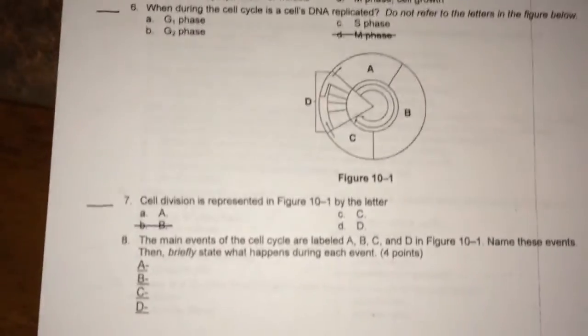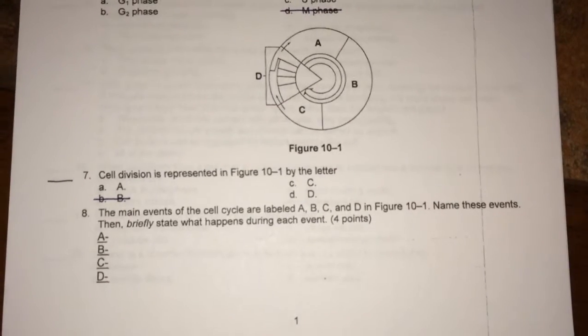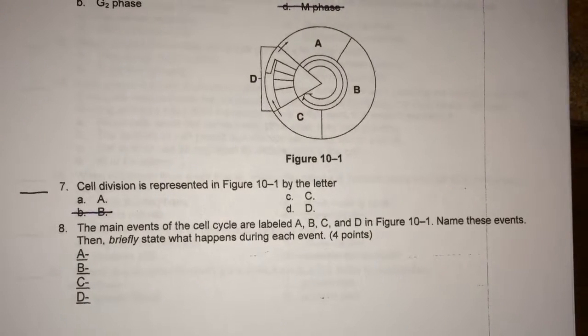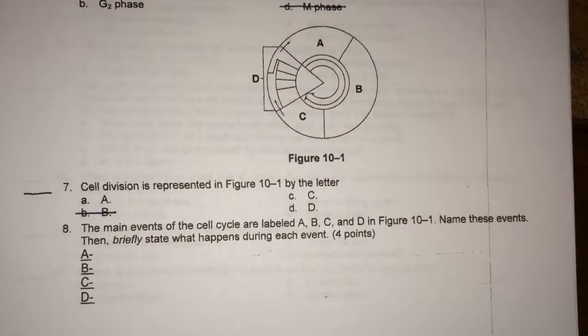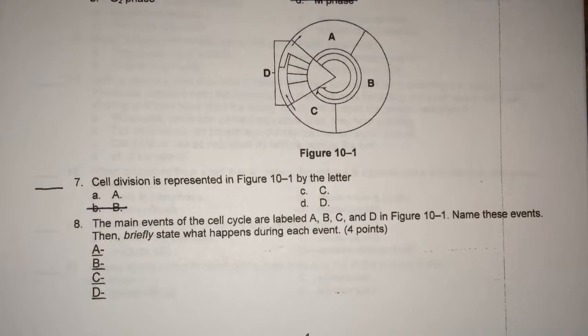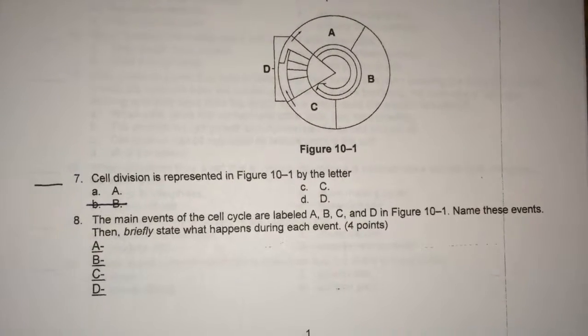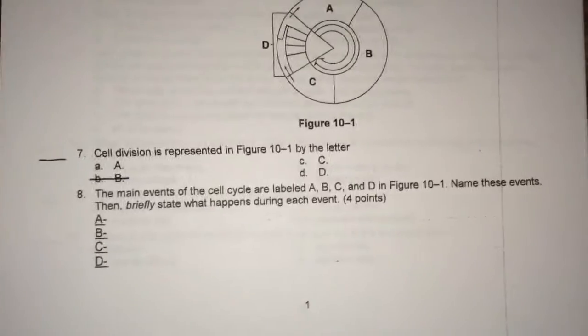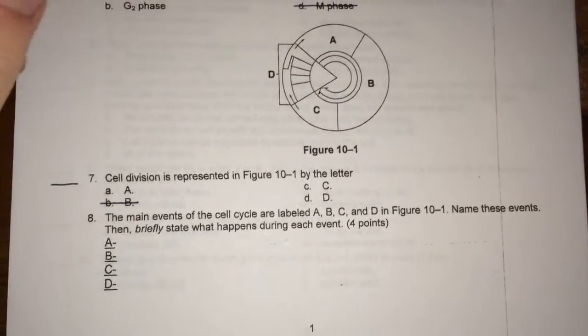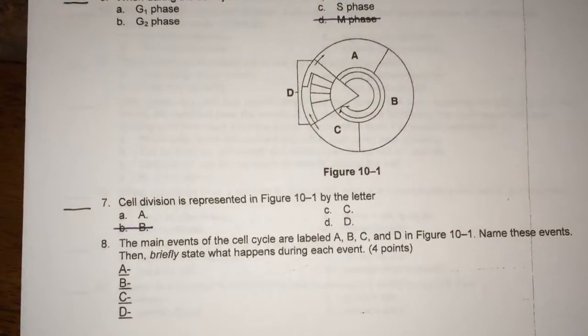Now we're going to use the picture to answer questions 7 and 8. Number 7, cell division is represented in figure 10.1 by the letter A, C, or D. So where would cell division be? A, C, or D?